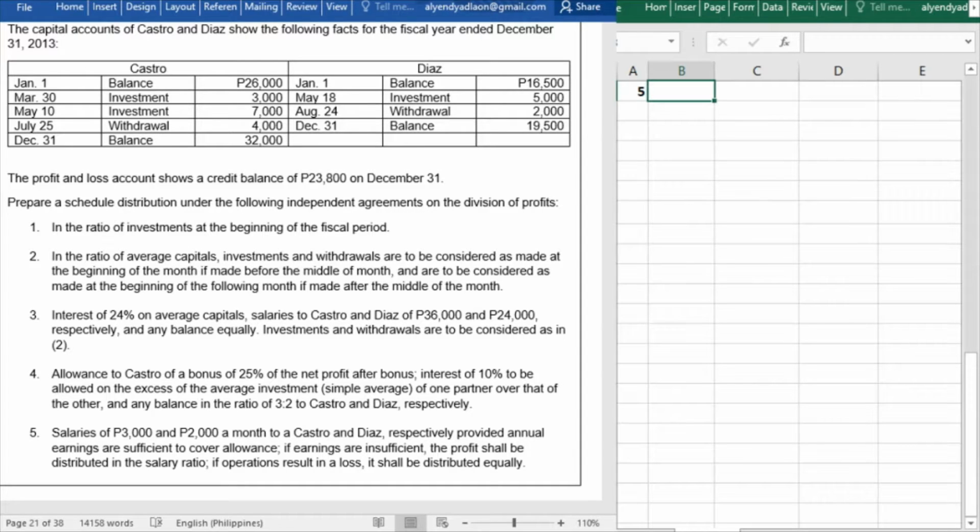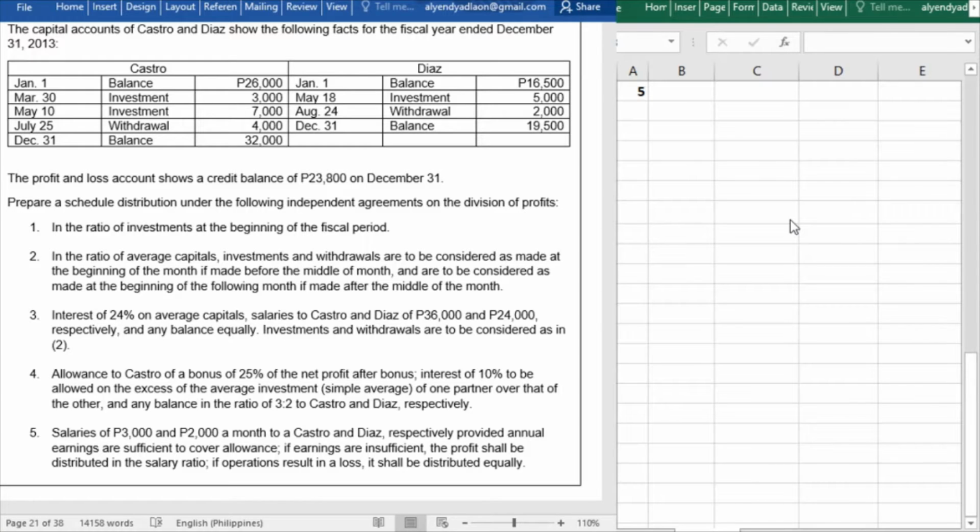For number 5, salaries of 3,000 and 2,000 a month to Castro and Diaz respectively, provided annual earnings are sufficient to cover allowance. If earnings are insufficient, the profit shall be distributed in the salary ratio. If operation results in a loss, it shall be distributed equally.